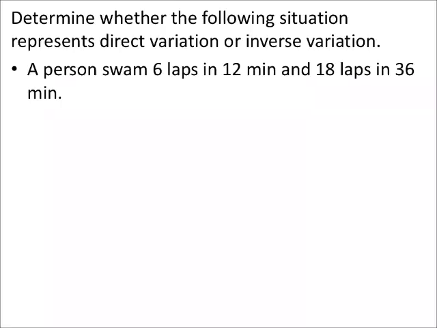All right, let's look at this one. Again, we're just determining if it's direct or indirect. A person swam 6 laps in 12 minutes. They did 18 laps in 36 minutes. So you see how they did more laps, which took more time, which is direct, right?